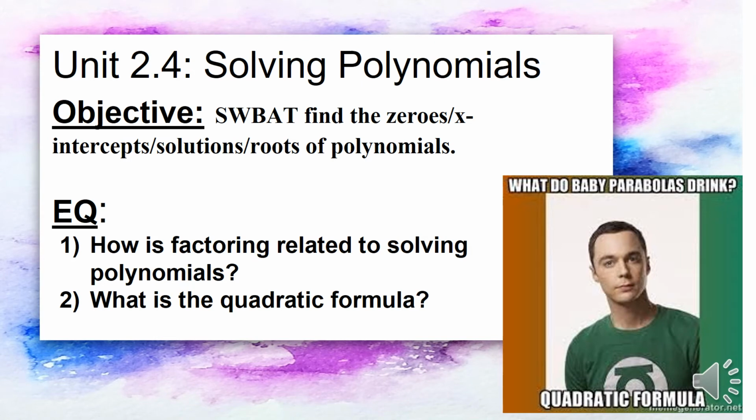In subunit 2.4, we are learning how to solve polynomials. We are able to find the zeros, x-intercepts, solutions, or roots of polynomials. Those are all interchangeable. When I say to find the x-intercepts, it's the exact same thing as if I were to ask you to find the zeros, or the exact same thing as to find the solutions or the roots.